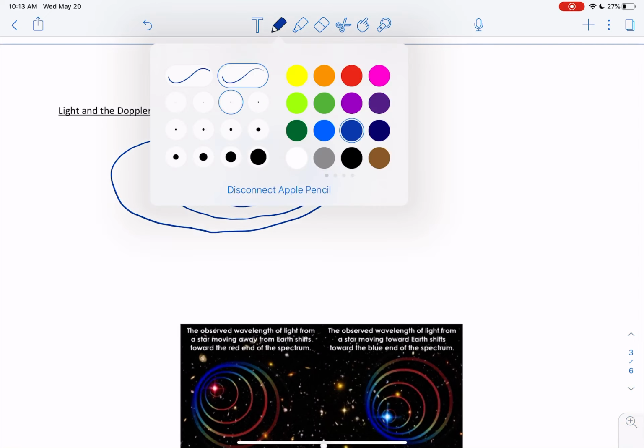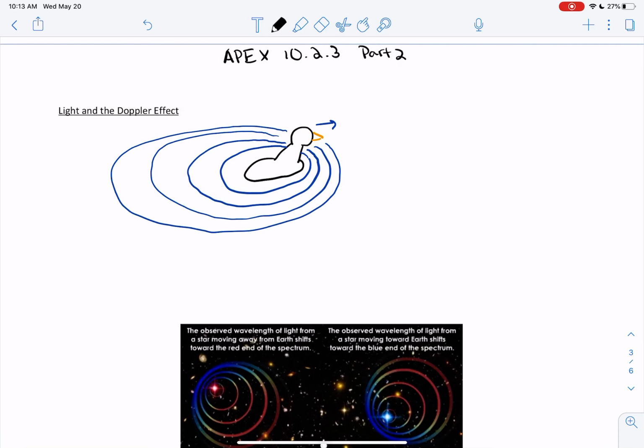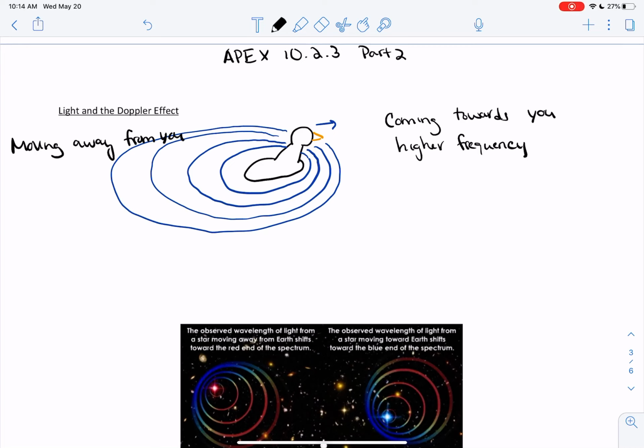And then we said that this means that if the duck was coming towards you, that would mean that these ripples have a higher frequency. So whatever wave you're talking about has a higher frequency. If the duck was moving away from you, it would have a lower frequency, right? Those waves are more spread out, okay?